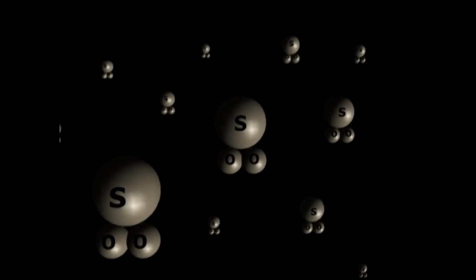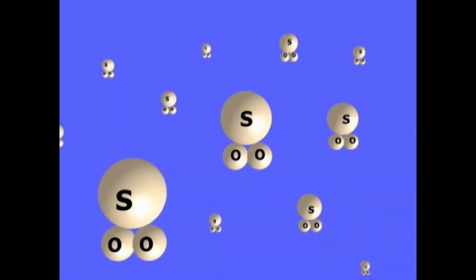Sulfur dioxide is one of the many compounds that fluoresce when exposed to ultraviolet radiation, and we exploit this property of the molecule to measure it.